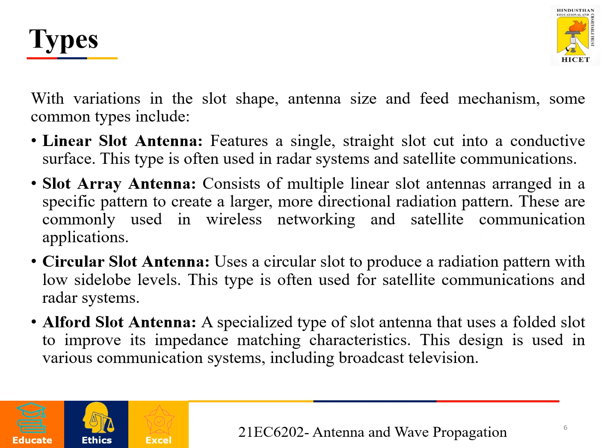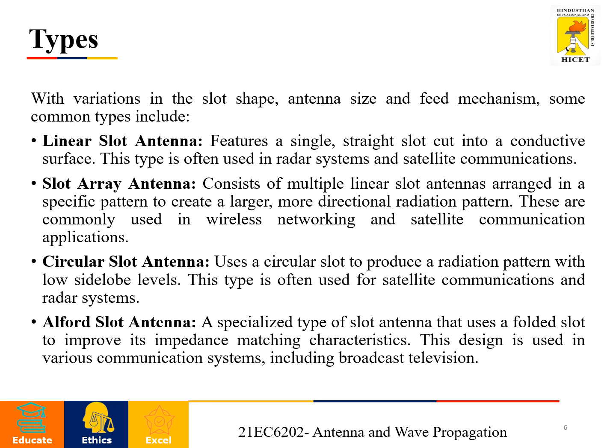Next, types of slot antenna. With the variation in the slot shape, slot antenna size and feeding mechanism, some common types are linear slot antenna, slot array antenna, circular slot antenna and Alford slot antenna. So these are all the types of slot antenna. The first one is linear slot antenna, which features a single straight slot cut into a conductive surface. This type is often used in radar systems and satellite communications.